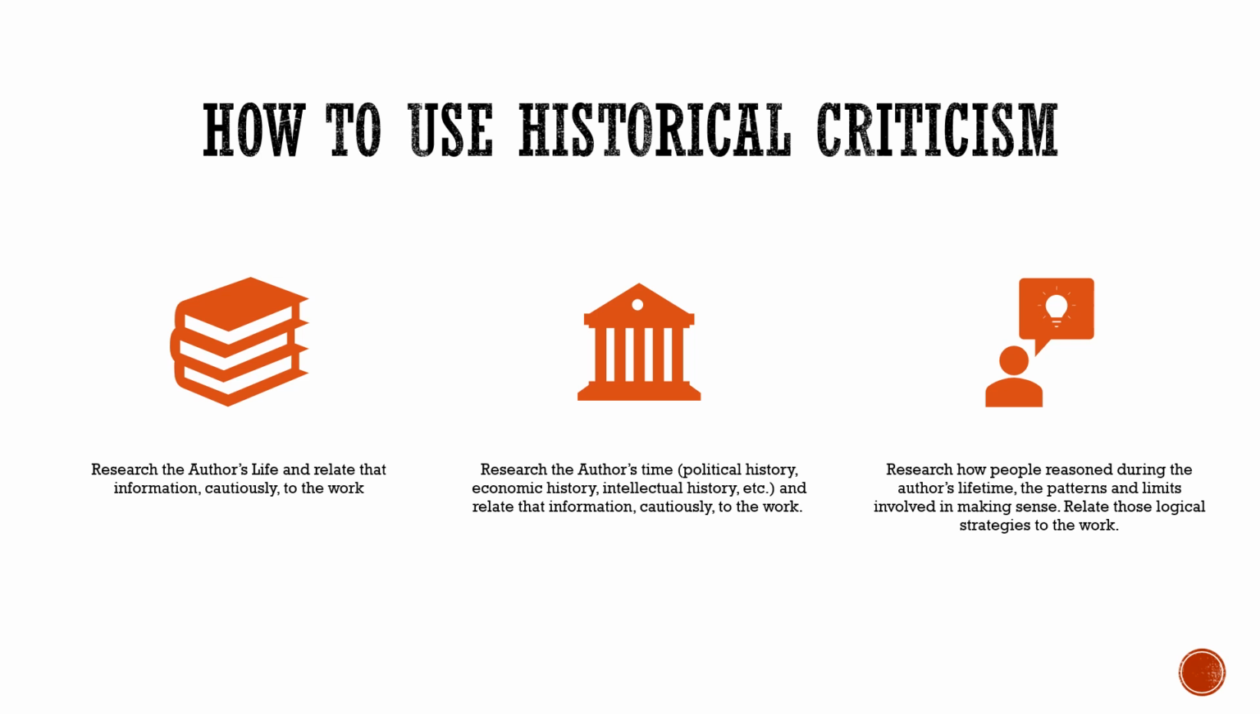How do you use historical criticism? First, you're going to research the author's life and relate that information cautiously to the work. Then, you're going to research the author's time, which is his political history, economic history, intellectual history, etc., and relate that information cautiously to the work. Then, we're going to research how people reasoned during the author's lifetime, the patterns and limits involved in making sense, and relate those logical strategies to the work.